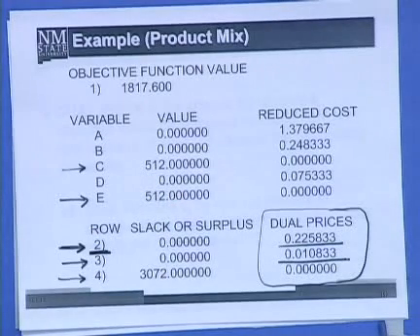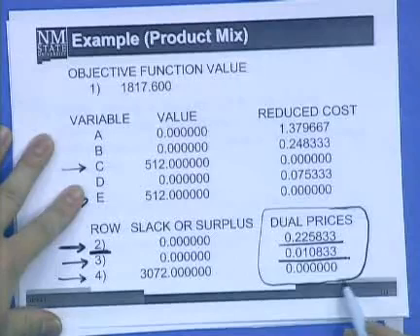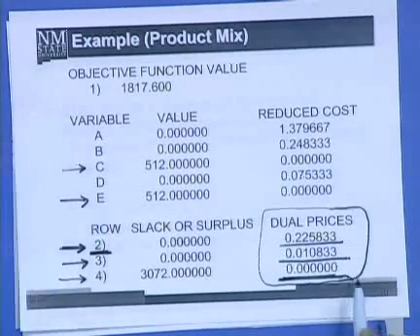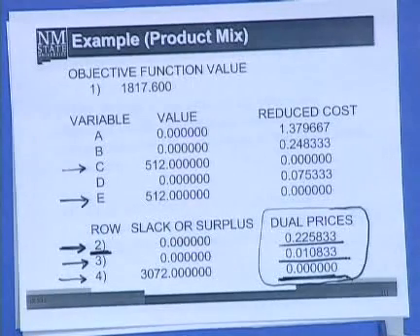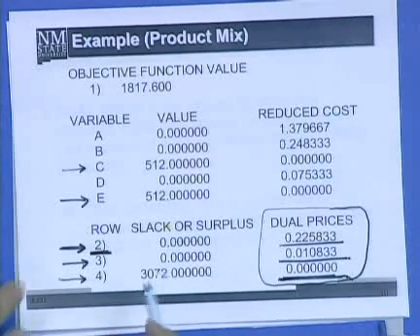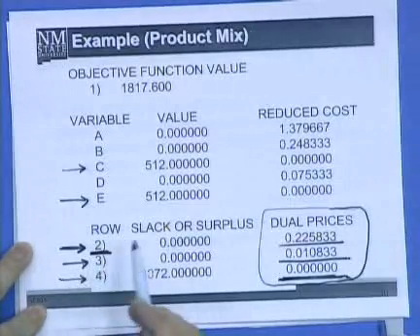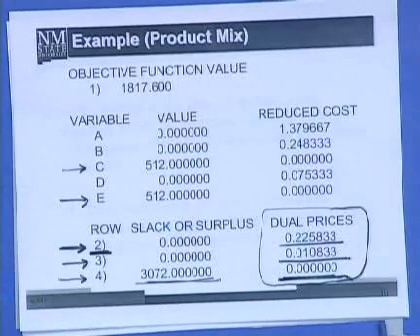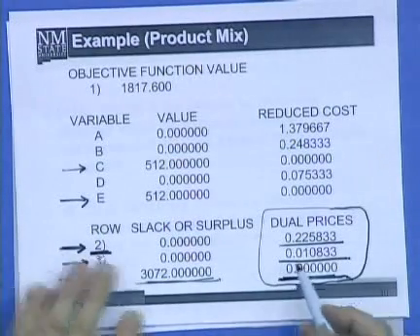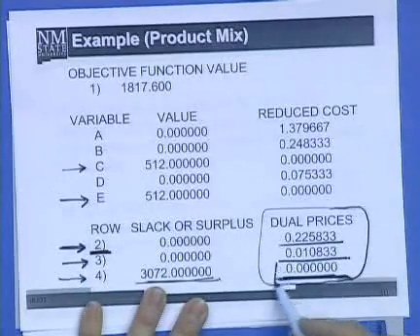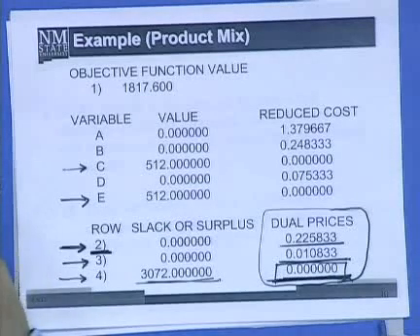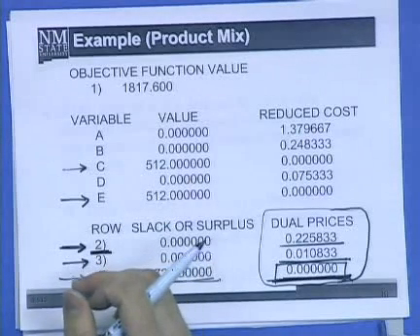And if you look at the dual price for the last constraint, it is 0. So if a constraint is not binding, or not tight, which means the slack variable or the surplus variable has a positive value in that constraint, then the dual price must be 0. Okay? This is a consequence of the complementary slackness theorem.